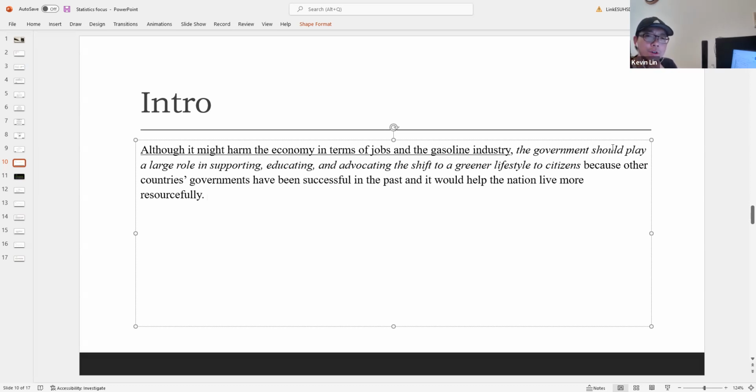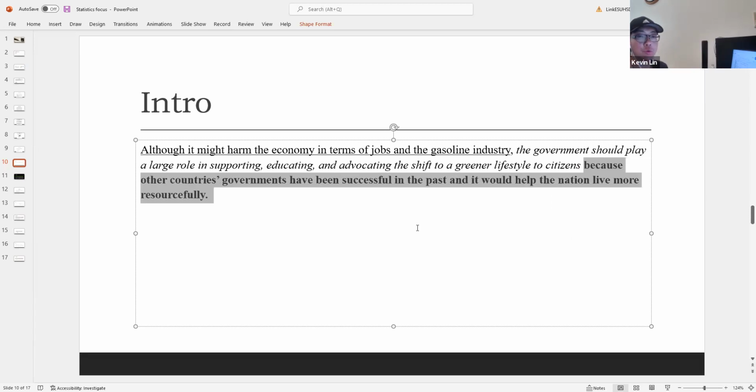Well, what's the reason though? What's the reasoning here? Because other countries' governments have been successful. So on the one hand, we got successful examples, and it would help the nation live more resourcefully. Two points, there you go. That's two really solid body paragraphs. There are two really solid reasons.